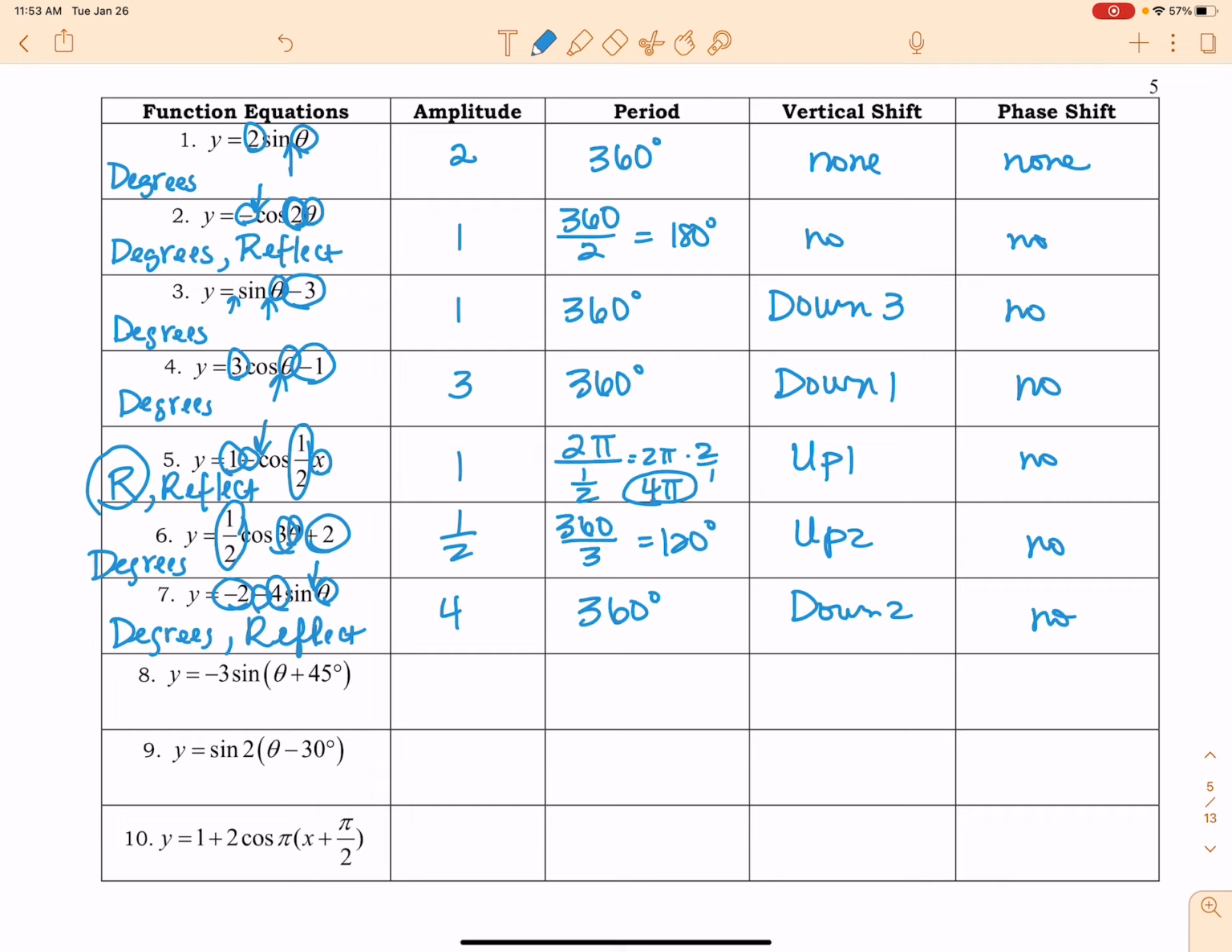Number 8, we've got y equals -3 sine, and then parentheses. That's going to change some things for us.